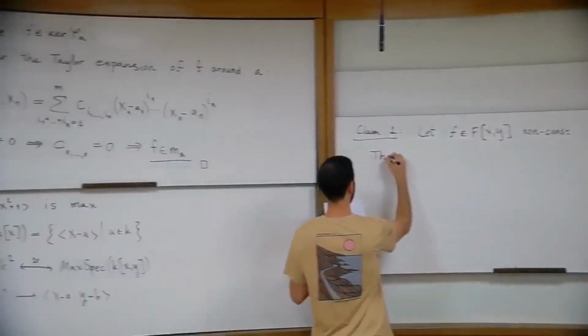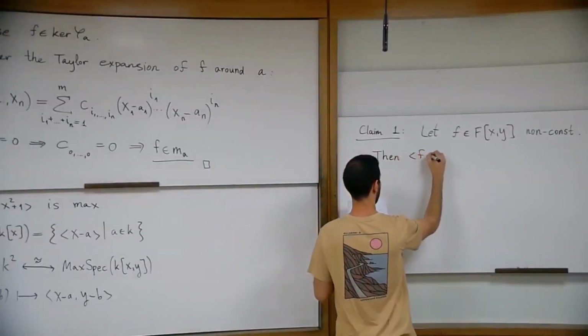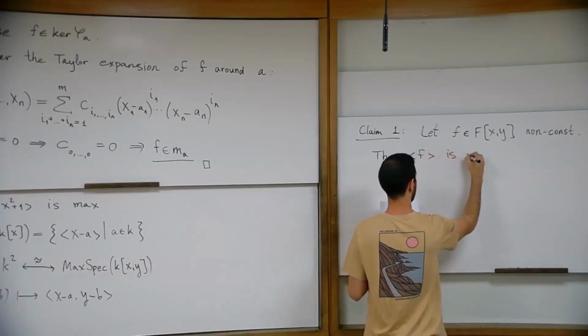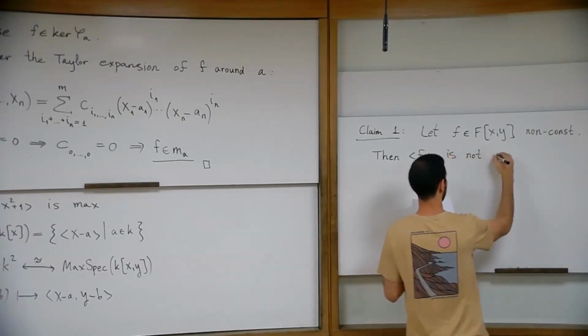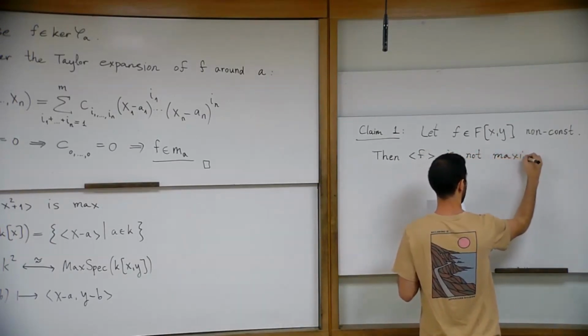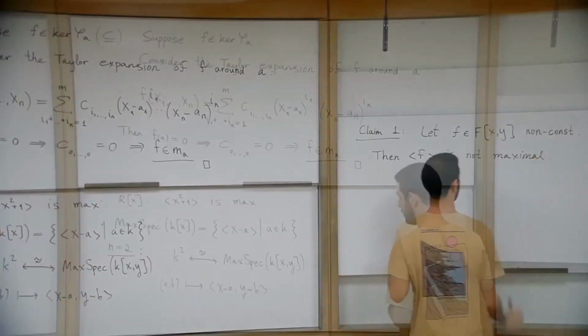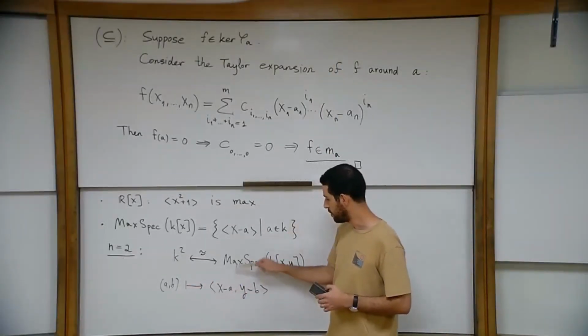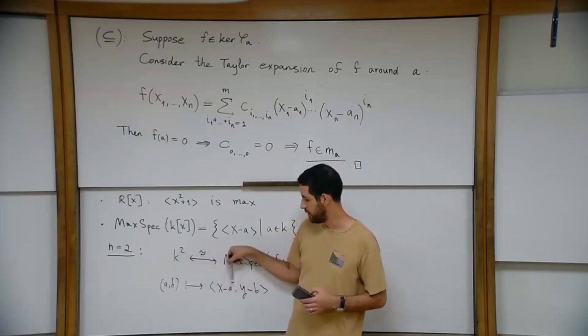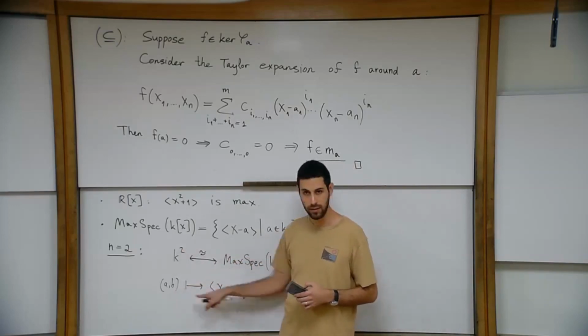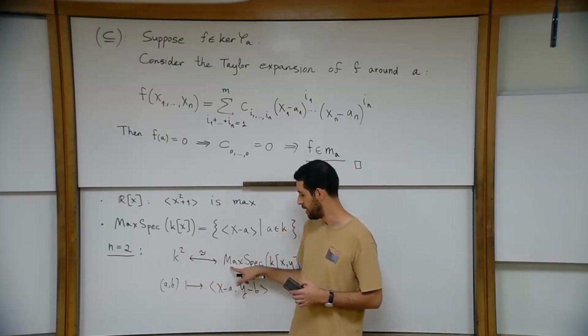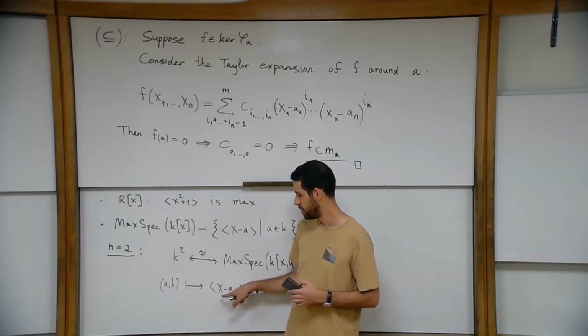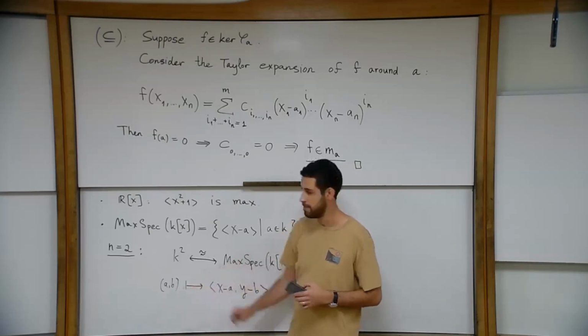Then the ideal generated by F is not maximal. It is clear that all these ideals are maximal, but we want to show that this map is injective and surjective. Every element in the max spec is indeed of this form for some (a, b).